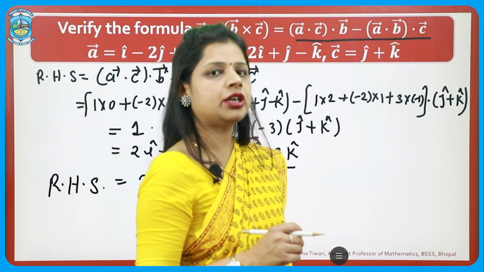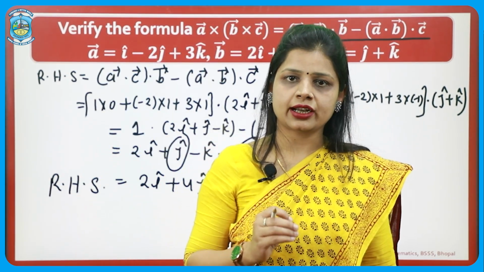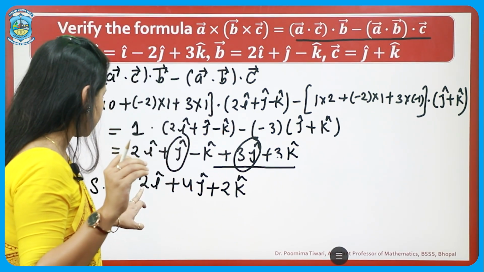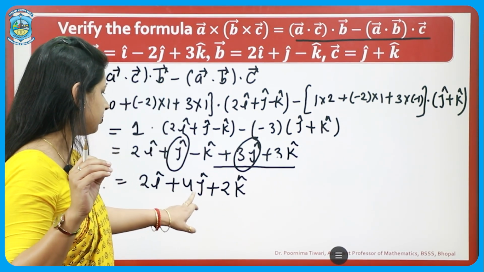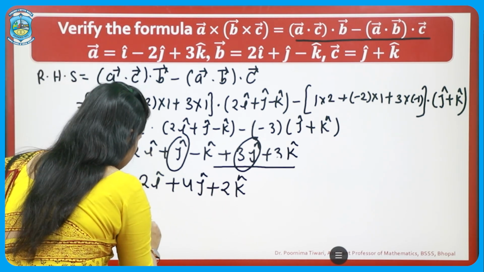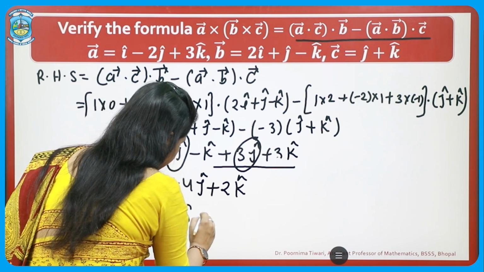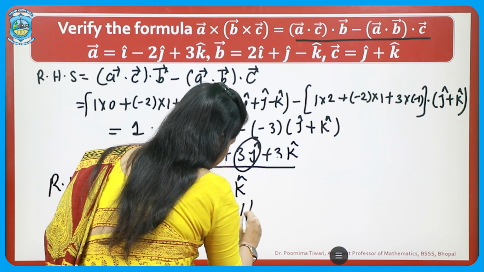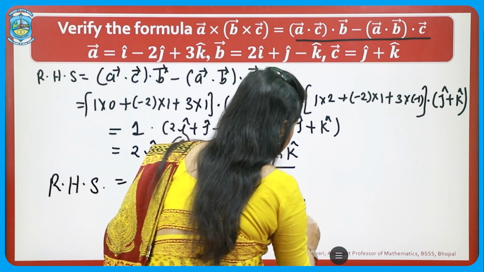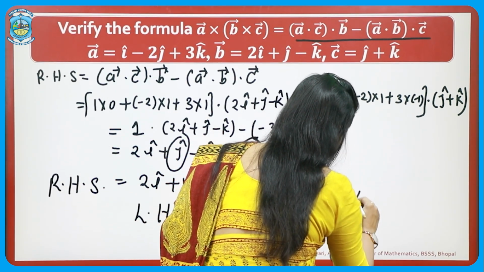Now, when we compare the left hand side and right hand side, we find both values are equal to 2i cap plus 4 j cap plus 2 k cap. That is, the left hand side of this formula is equal to the right hand side, which verifies this result.